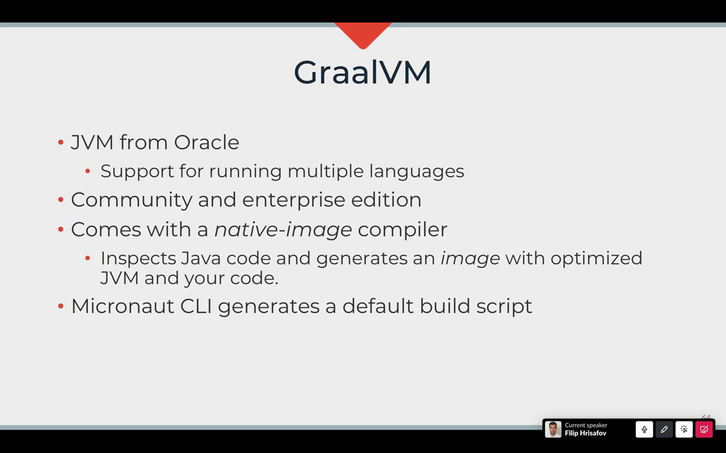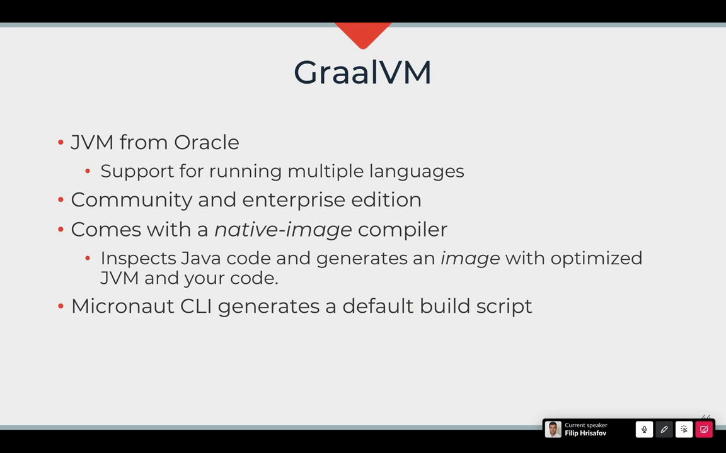It comes down to this: it's a JVM from Oracle. There's a community edition and an enterprise edition, but the quite interesting part for our use case is that it comes with what's called a native image compiler. What it does is quite complex. It basically looks at your Java and removes all the stuff that you don't need, and it's going to build, let's call it, an image that contains only the stuff your application needs. So there's nothing else in there.